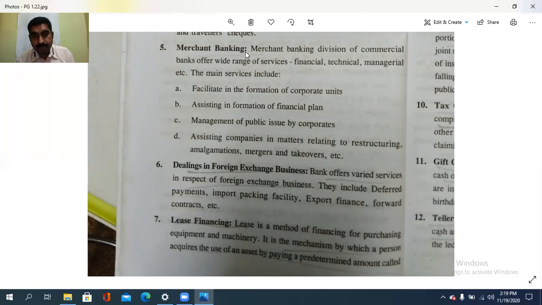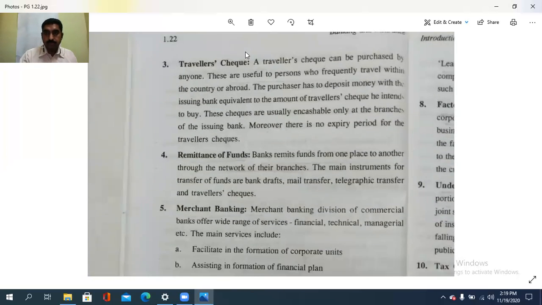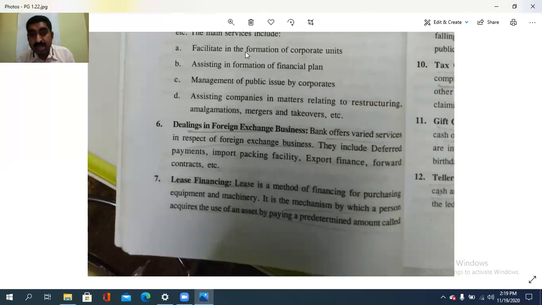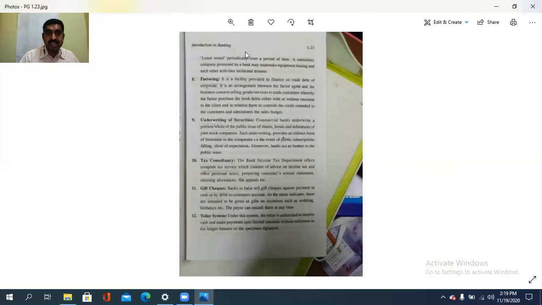Then lease financing. Lease is a method of financing for purchasing the equipment and machinery. സാധനങ്ങൾ, അതായത് എക്യുപ്മെന്റ്, മെഷീനറി വാങ്ങിക്കാനൊക്കെ ലീസ് പാട്ടത്തിന് കൊടുക്കുന്നു. It is the mechanism by which a person acquires the use of an asset by paying a predetermined amount called lease rental periodically over a period of time. A subsidiary company promoted by a bank may undertake the equipment leasing and such other activities incidental thereto.